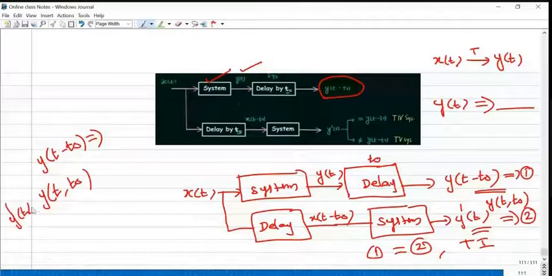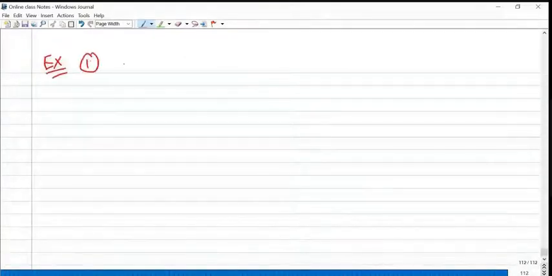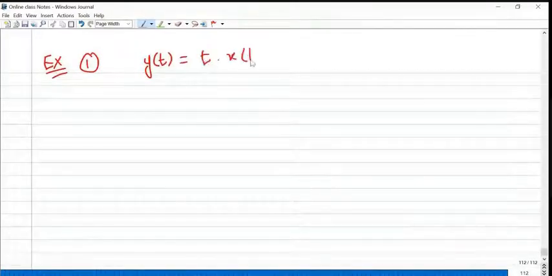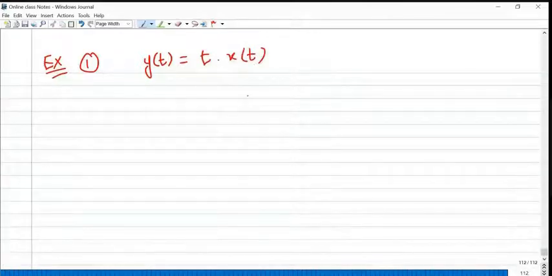Y of t comma t naught, or y dash of t, represents your input itself delayed by t naught amount of time, then applied to the system. Then what is the output? If these two are equal, then the system is time invariant system. Don't worry, we'll solve the problem, then you'll get a clear idea. Example 1: y of t equal to t times x of t. Identify whether the given system is time invariant or time variant.